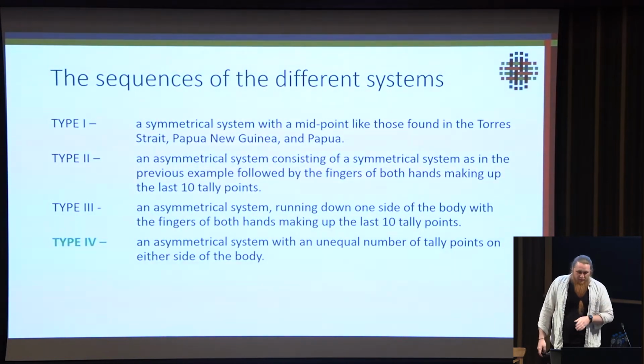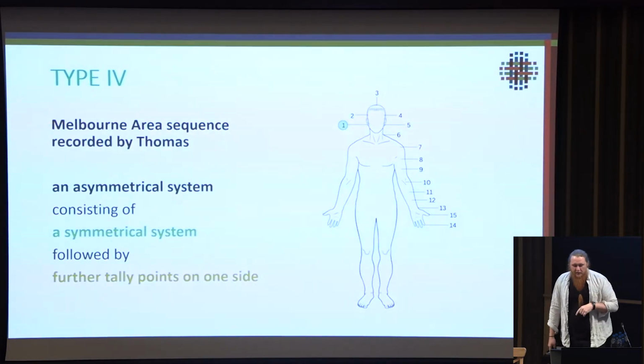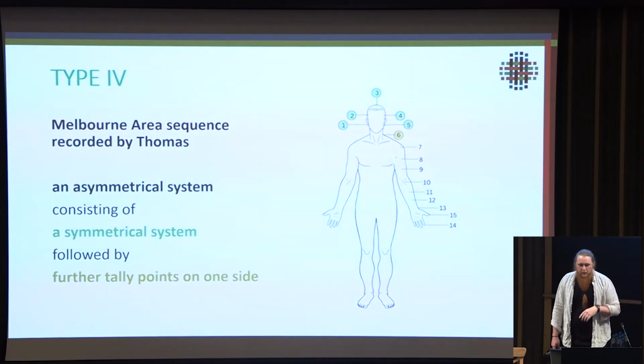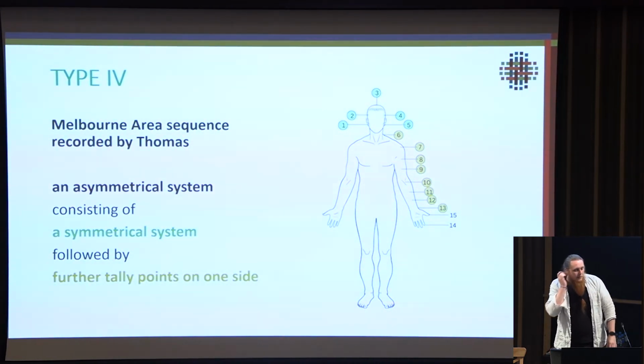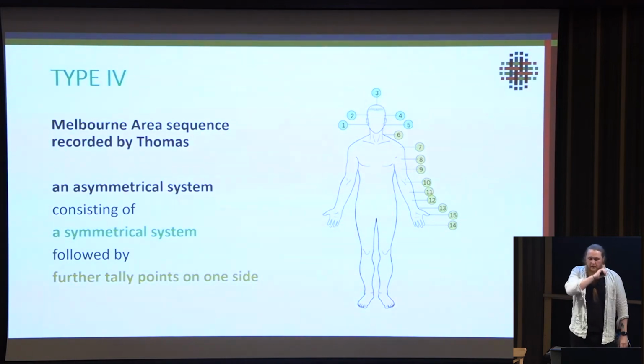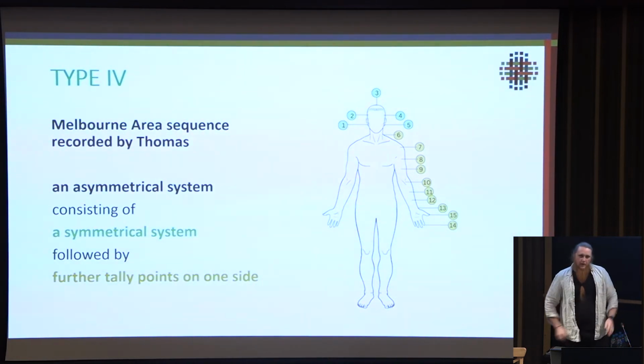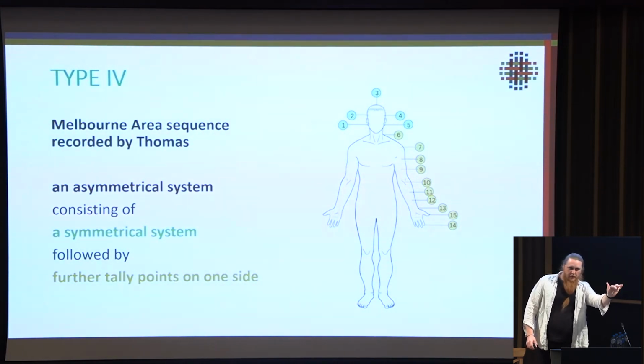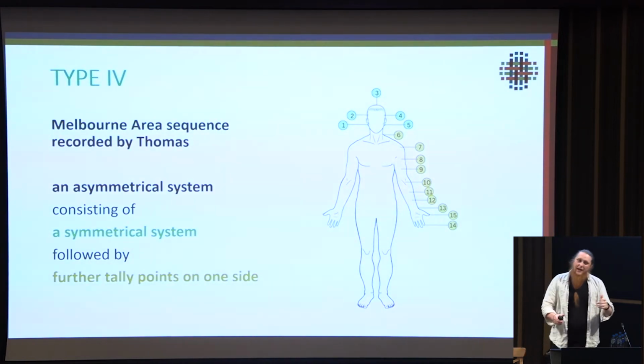So the last type, this is from William Thomas, and this is, again, an asymmetrical system. It starts off with a little symmetrical system, which goes over the head. It starts on the ear, but this time it goes over the head, and then it goes down the arm. And the final two tally points are the thumb, and then the forefinger. So we're getting the reverse pattern of number 2, which started on the pinky, which is why we can't assume for number 3 that it starts on the pinky.